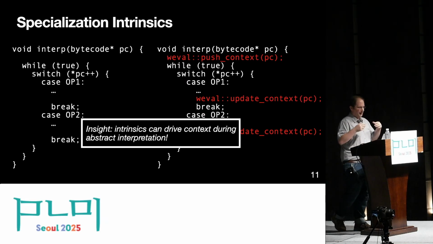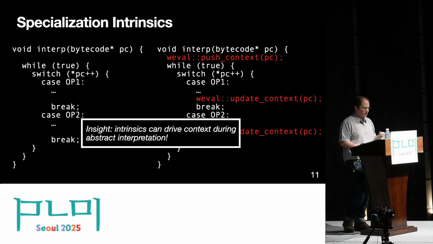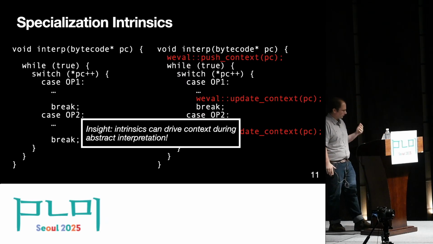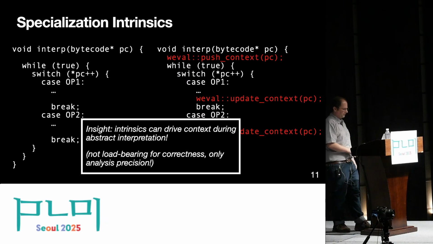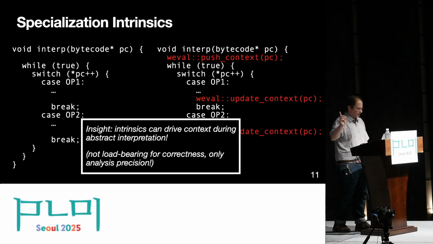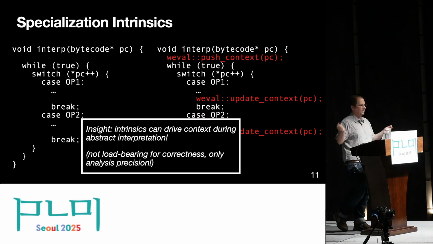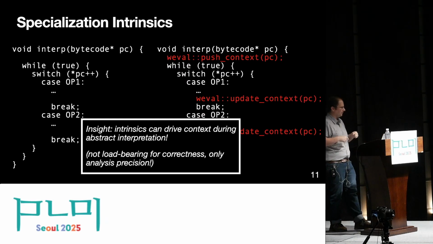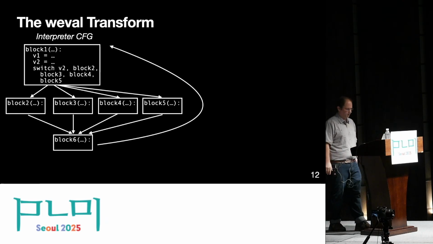But the idea is that as we do the constant value abstract interpretation and process each block, we can follow these intrinsics, and we can update the context as flow-sensitive state. This allows us basically to drive the traversal dynamically through all the possible PC values. One really important thing to note here is that these are not load-bearing for correctness. So you could get these wrong, and the worst that would happen is the analysis collapses back to the runtime state, the not specialized state that we saw before. They're only to make the analysis work.